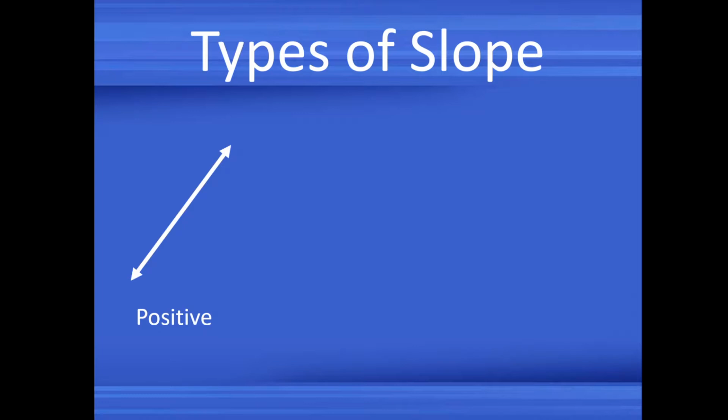So graphically, a positive slope means that as the line on the line graph moves from left to right, the line rises. So usually it's always rising if we're moving left to right.